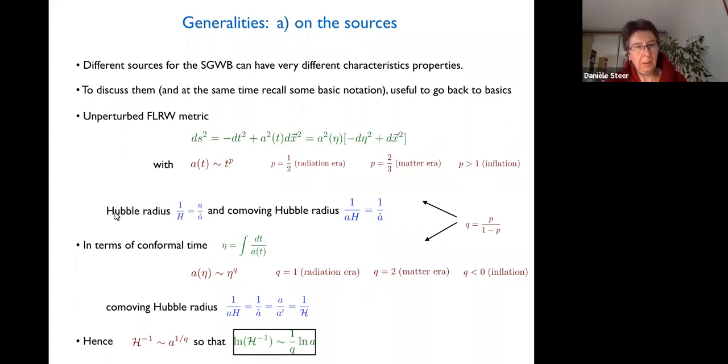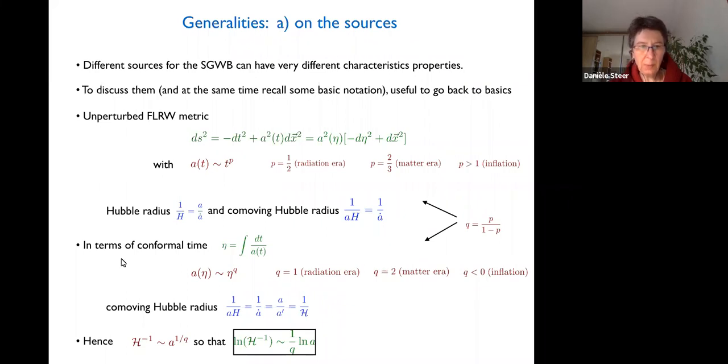Now, the physical quantity of interest to us will be the Hubble radius. So it's 1 over the Hubble parameter, so a over a dot. And the corresponding comoving Hubble radius is the same quantity divided by a. So if we divide by a, the a's cancel, and so it's 1 over a dot.